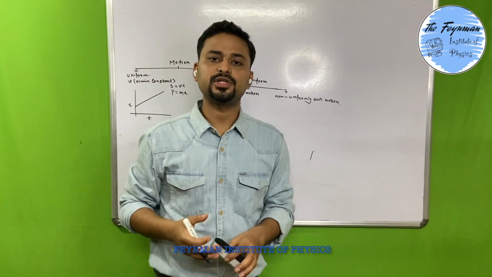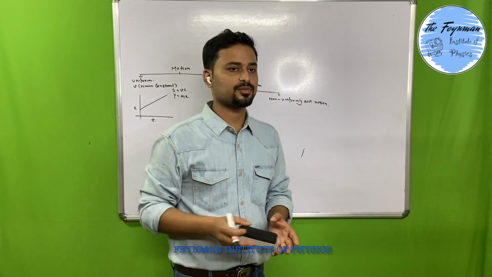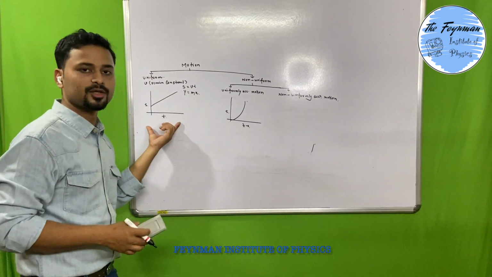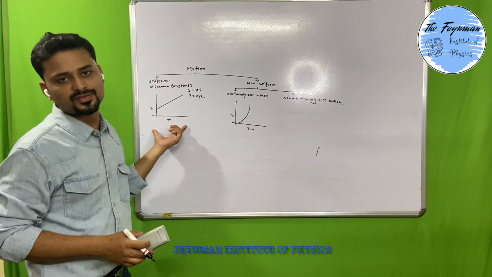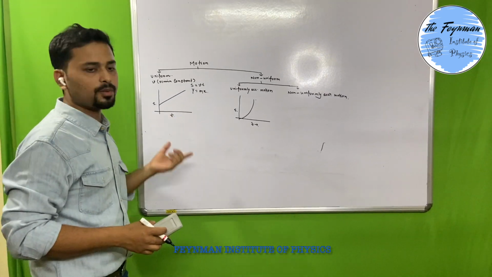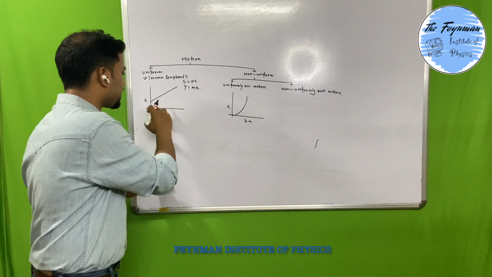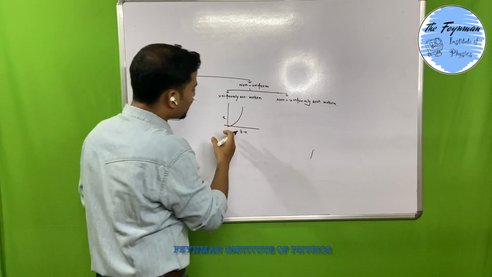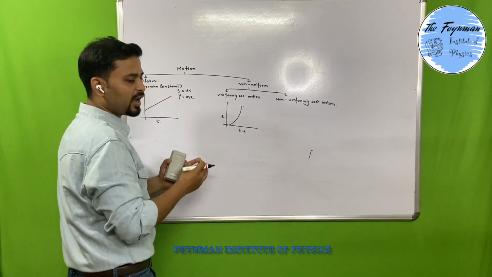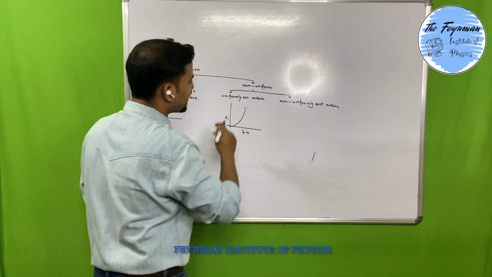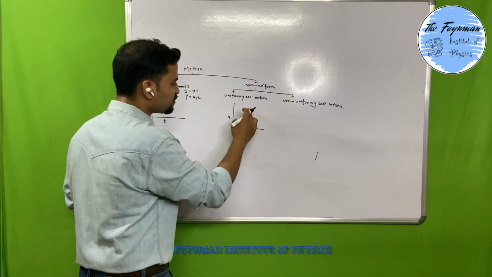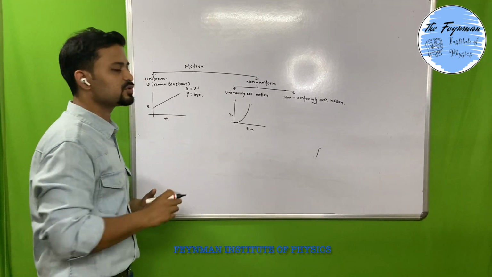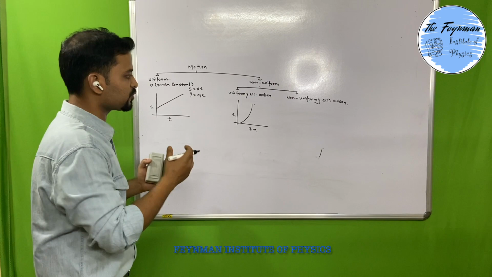Now onwards, if someone shows this graph to you and asks what kind of motion it is, you can easily say this is a uniform motion because it is a straight line. The displacement-time relation is a straight line. And if someone asks what kind of motion this is, you can say it is uniformly accelerated motion because it is a parabolic graph. So by just taking a glance at the graph, you can say what kind of motion it is.